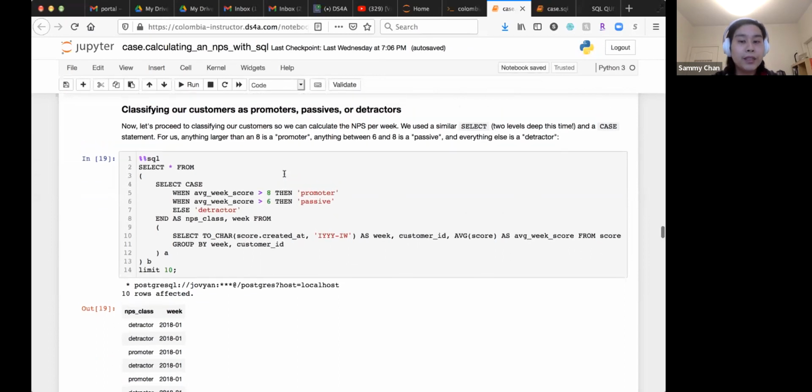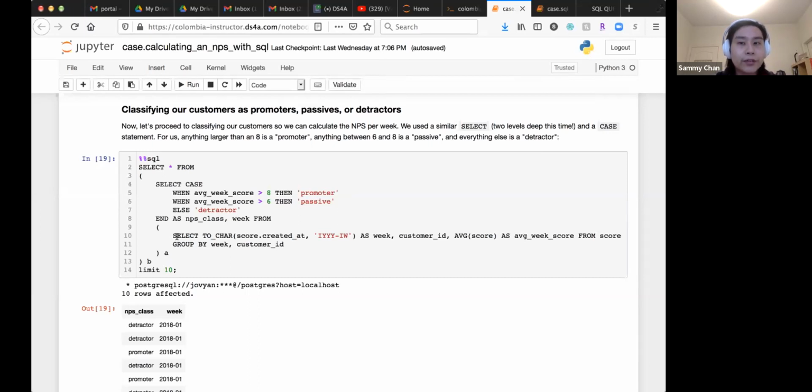So here we'll be using two nested queries. So it's getting more and more complicated. But let's look at it. Let's break it down and see how we make sense of it. So let's look at the innermost query first.